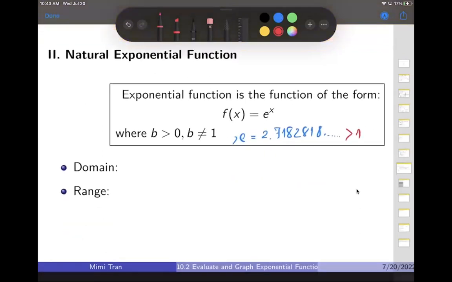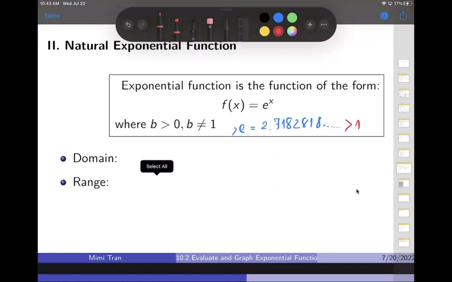So the domain is pretty much the same. If I have f of x equal e to the x, right? Or if it's better for your brain, you can write it as 2.71828 something to the x power. It's the same thing. The base is bigger than 1, so it is exponential growth, right? So the domain is from negative infinity to positive infinity. Let me use red. And the range is, again, the same thing as 2 to the x, 3 to the x, from 0 to infinity.